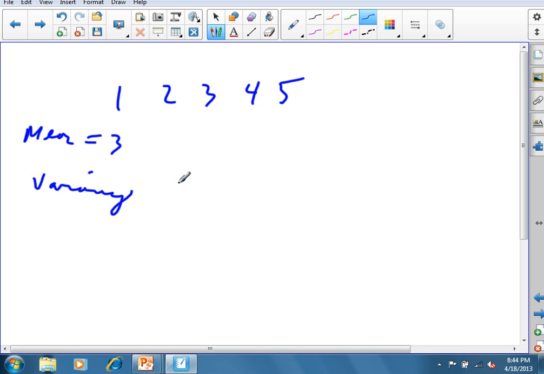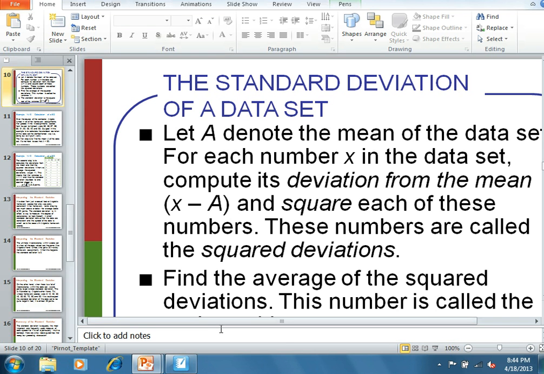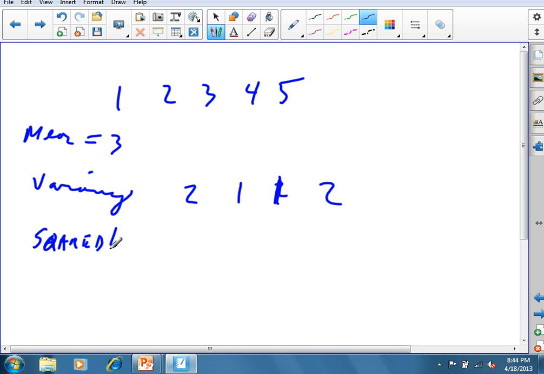Variance. All right, so I got the deviations away from the mean: 2, 1, 2, 2, 1, 1, 2. Okay, then I'm going to square the deviations. What am I going to call it? I'm going to call it the squared deviation.